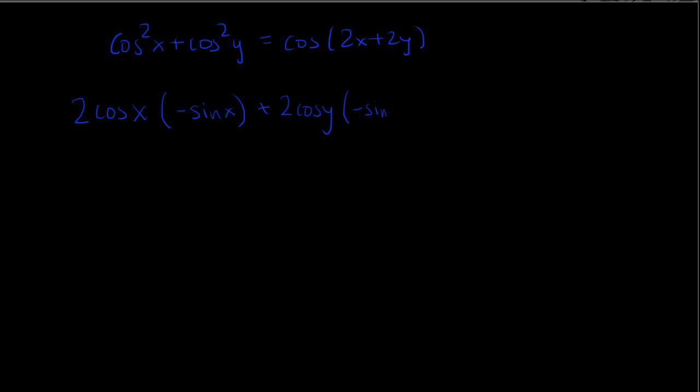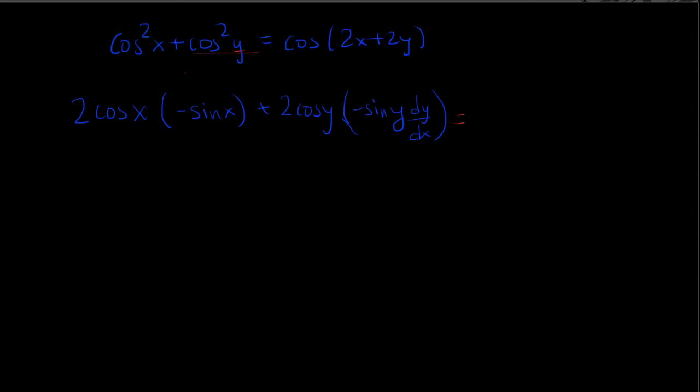except when I multiply by the derivative of the inside, I not only get negative sine y, I need to multiply by the derivative of y, which is dy over dx. So think of this as applying the chain rule twice. First, the chain rule was the inside function, which was cosine of y, but then you also have y as a second chain rule. So you take the derivative of y, which is dy over dx.